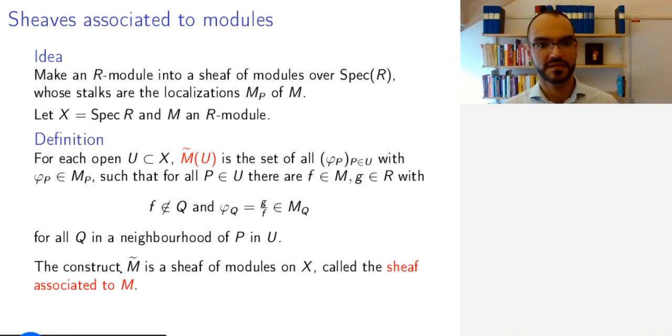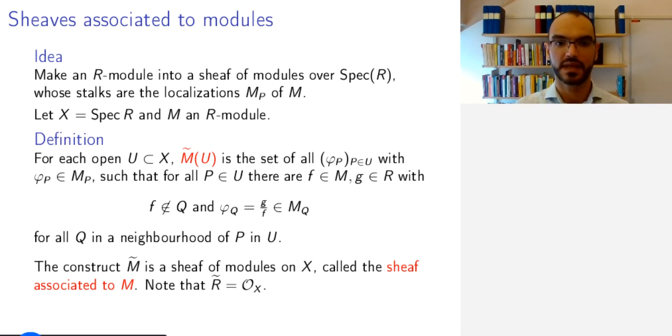And it turns out that this construct, M tilde, defined in this way, is indeed a sheaf of modules on X, and it's called the sheaf associated to the module M. And what I said earlier is the statement that R tilde is exactly the structure sheaf, because it was defined in exactly the same way. But one has to observe a few things. So this really just defines R tilde as a sheaf of modules.